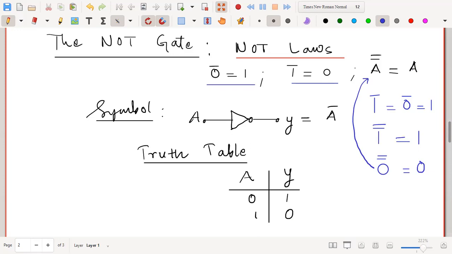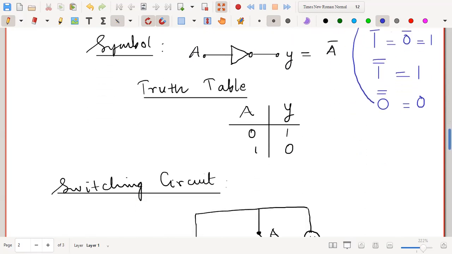So these are some of the important NOT laws which you should remember before we go to the NOT gate. Now here you can see I have written the symbol for NOT gate. Unlike other gates, the NOT gate will have only one input, because the other gates have at least two inputs, but the NOT gate will just have one input and one output. If the input is A, the output of the NOT gate is the complement of A, that is A complement.